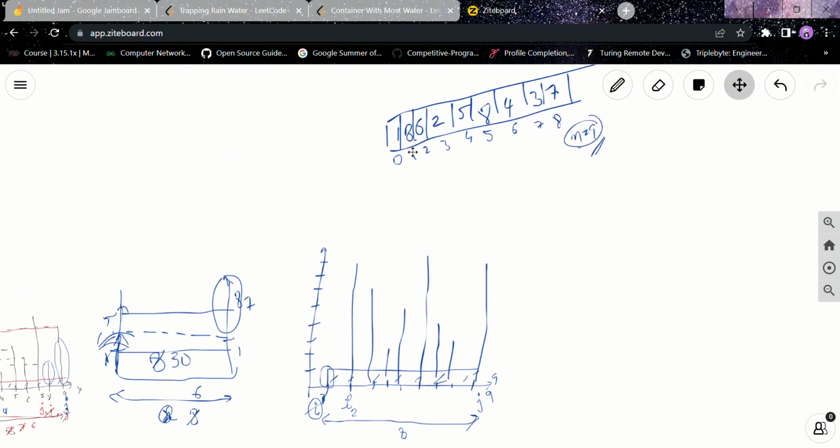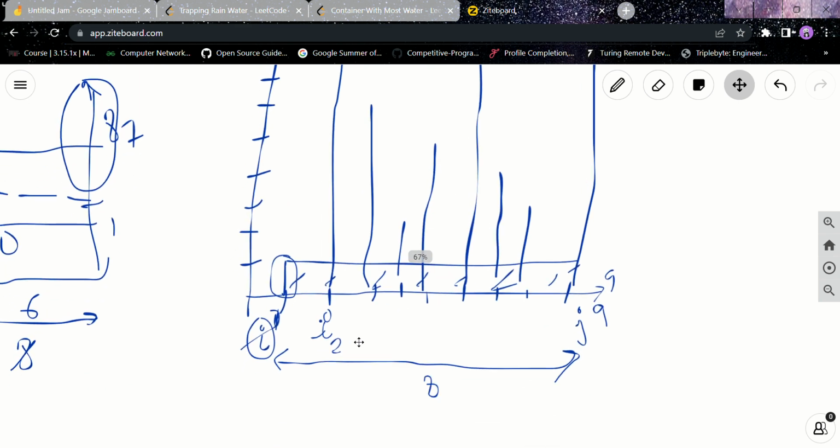Height of I is 8 and the height of j is 7. Now what is the distance between them? The distance between them is 9 minus 2, that is equals to 7.